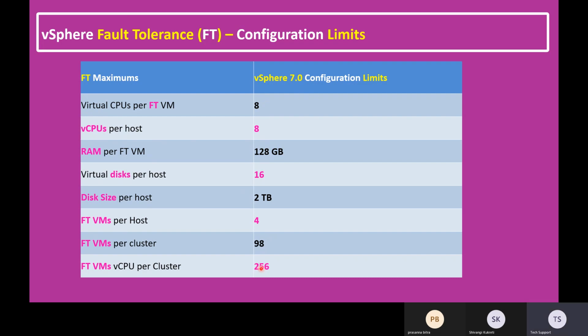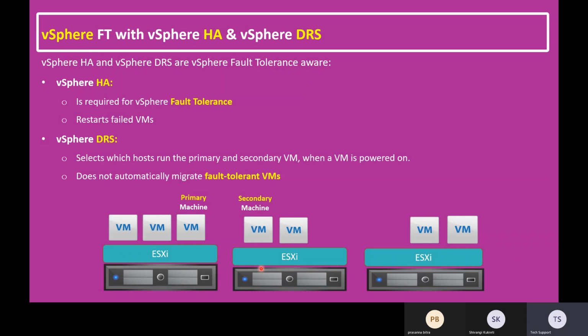Now we'll talk about how FT functionality works with vSphere cluster HA and DRS. If HA is already enabled and DRS is also enabled in our cluster, vSphere HA and DRS are fault tolerance aware, and fault tolerance is aware of these two features. HA is required for vSphere fault tolerance. That means if you want to enable fault tolerance, the minimum requirement is that the cluster is enabled with the HA feature.